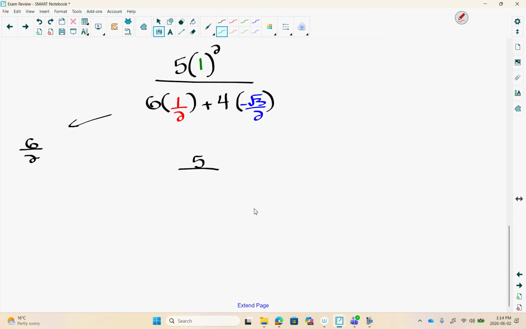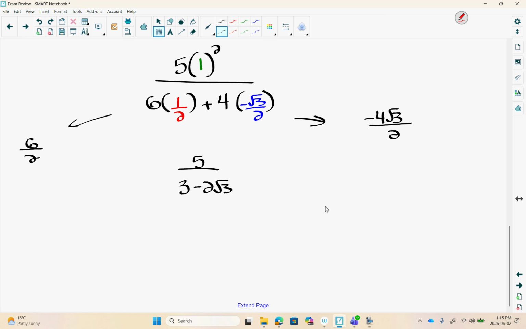Thanks, Colin Cassidy. You're on fire today. What about this? This throws people off. That would be negative 4 root 3 over 2. Top by top, bottom by bottom. Negative 4 over 2 is really negative 2 root 3. You with me on that?